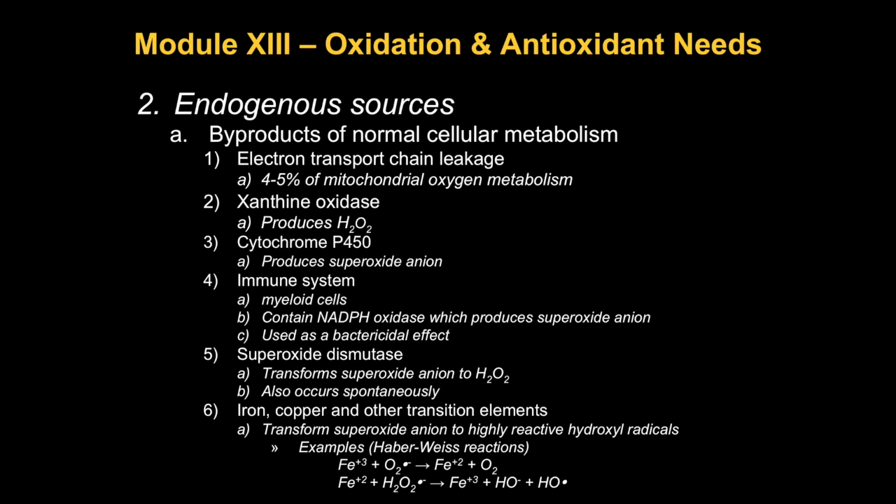These are byproducts of normal cellular metabolism. So just by the very nature of being alive and running chemical reactions in the human body, we're going to produce free radicals. There's no way around it. The electron transport chain leakage, that's a source, as we mentioned earlier, of free radical production. Xanthine oxidase, which is an enzyme system, is going to produce hydrogen peroxide radicals. We have the cytochrome P450 system, which produces the superoxide anion. This is a system that is a part of the way that we detoxify things in the human body.